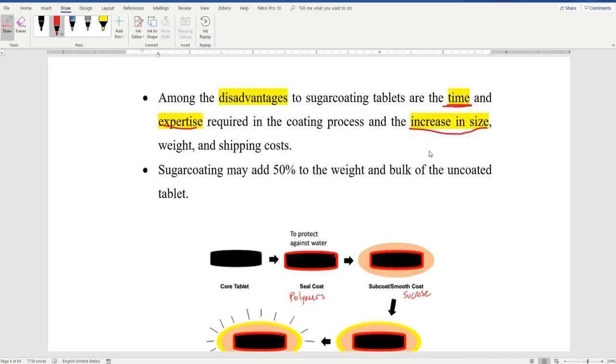It's well known that sugar coating can increase the size of the tablet considerably. So what is the effect of this increase in size and therefore weight? I need a larger package, and the shipping cost will be higher. Not only that, but even swallowing a larger tablet might become difficult for the patient. The weight increase because of this sugar coat can be up to about 50% of the weight, meaning 50% of the tablet weight will be sugar coat. It's like you are doubling the weight of the tablet.